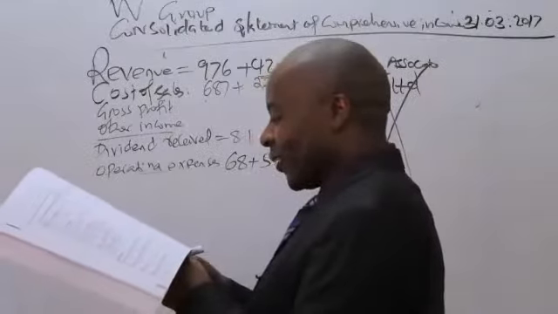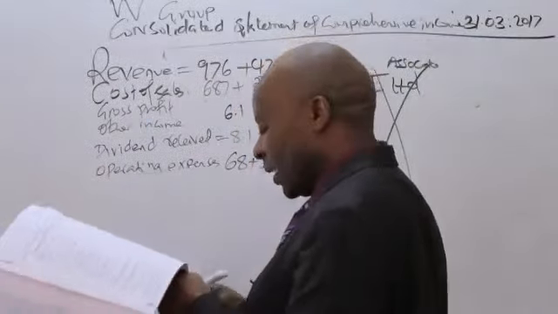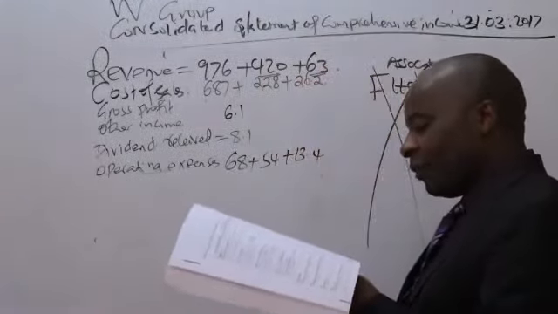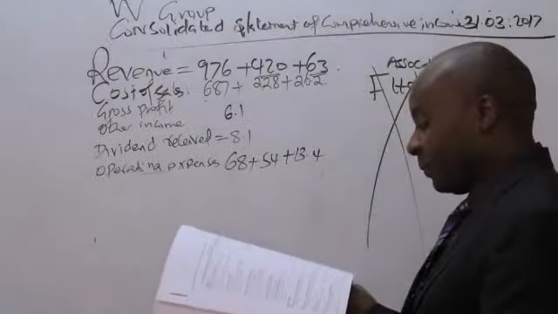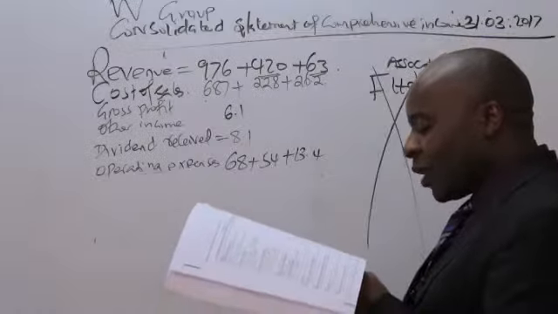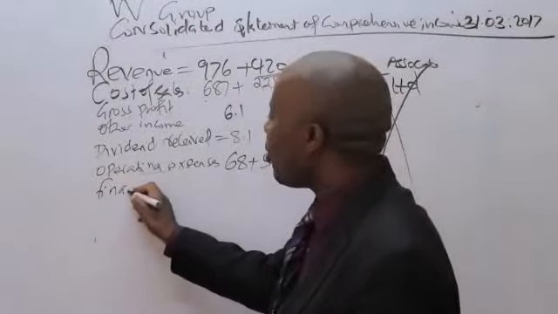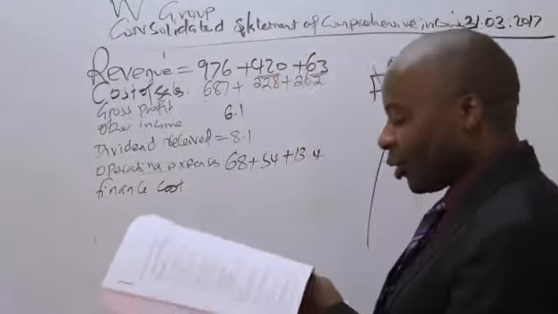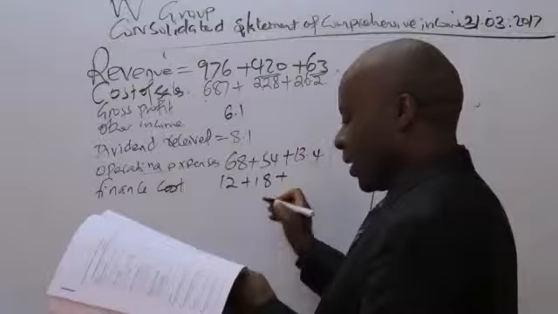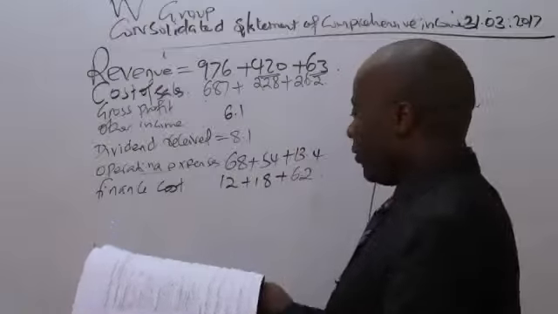Right? So I'm being told that the other income is 6.1, and then we have dividend received 8.1. In most cases, the dividend received will be falling under other income. Maybe typing error, but let's just go on with it. So we have operating expenses like that. From there, we go to the next thing, which is finance cost. So finance cost, what do we have there? I'm consolidating. Finance cost, ladies and gentlemen, I have 12. I have 18. I have 6.2. From there, ladies and gentlemen, we have the profit before tax.